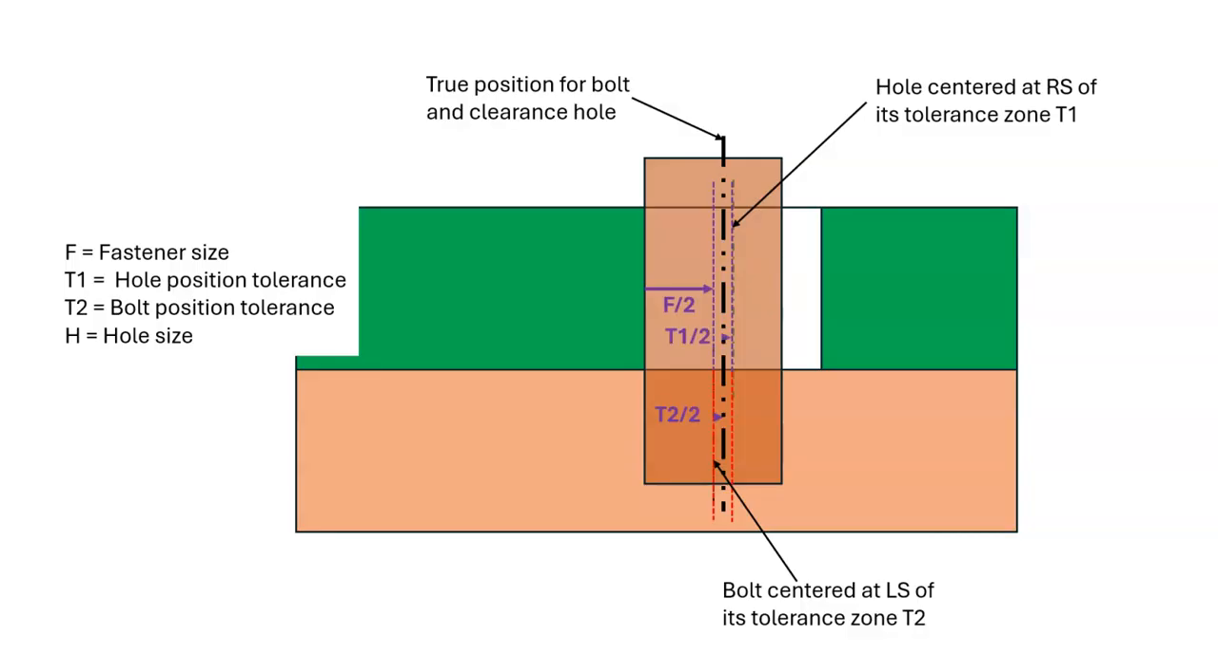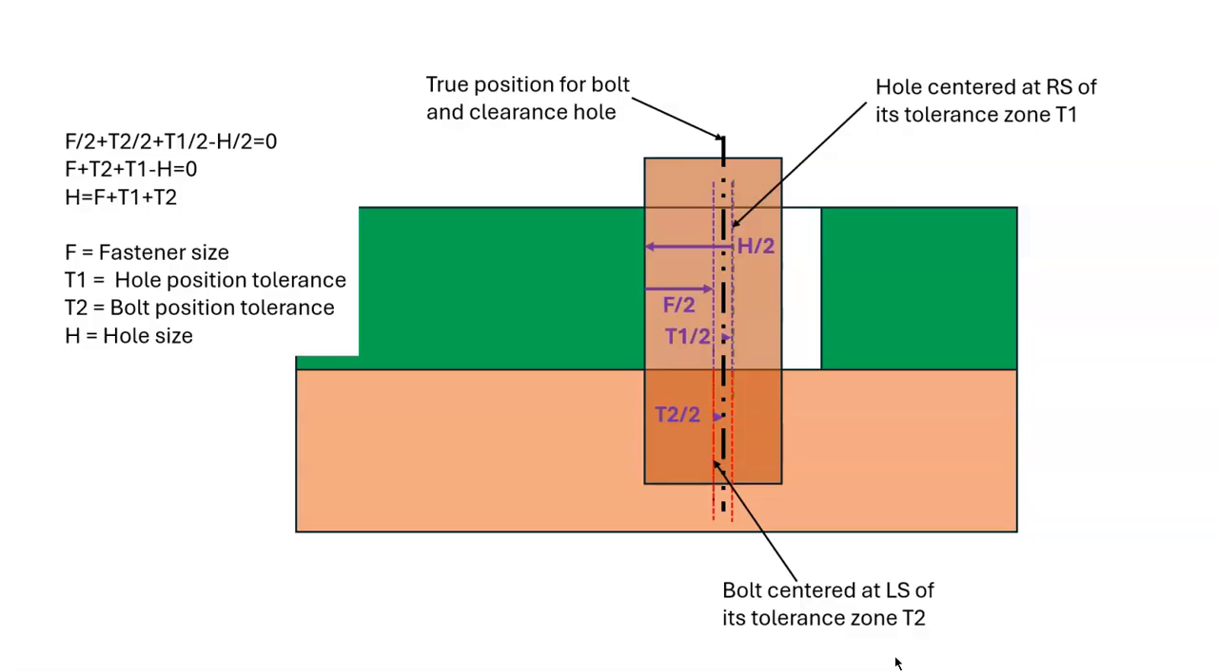We go to the right again from the true position of the bolt and hole to the actual center of the hole. Finally, we go to the left from the actual center of the hole to the left side of the hole. Doing this stack gives us F divided by 2 plus T2 divided by 2 plus T1 divided by 2 minus H divided by 2 equals 0. We multiply both sides by 2, which gives us F plus T2 plus T1 minus H equals 0.